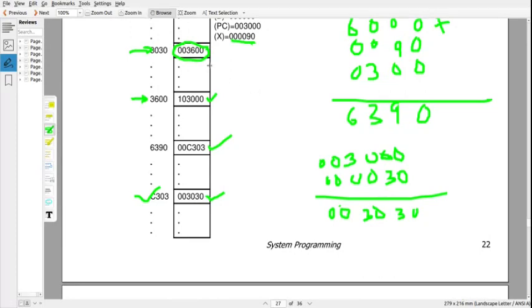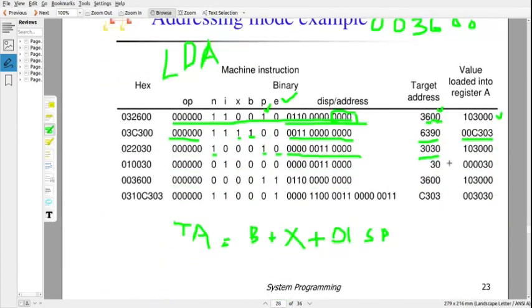It is indirect addressing mode. So we need to refer to the value in the location 3600. So this is why it is called the indirect addressing mode. So our target address is 3030. That target location contains the value 3600. Then read that value, and that would be our exact target address, pointing to another location, and that location contains the value 103,000. So you can see that is the value loaded into the accumulator. So that is why we call it an indirect addressing mode.